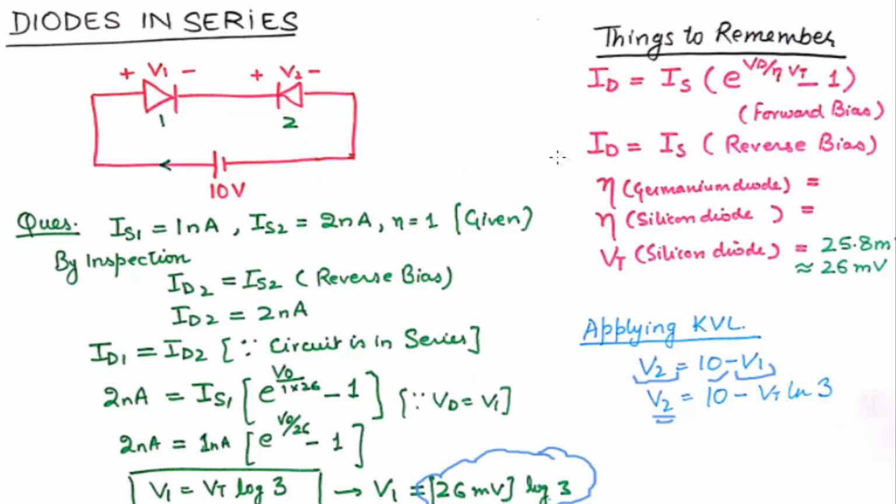The current was pretty easy to be found because in series the currents are the same and the saturation current of the diode 2 was equivalent to the current in diode 2 because it was in reverse bias. Now if these two diodes both were placed in forward bias condition, then we could not have inferred it directly. Then you need to remember these two formulas. So for gate preparation, these two formulas are super important. The knowledge of thermal voltage is super important, the knowledge of eta is important, and rest everything is pretty simple.